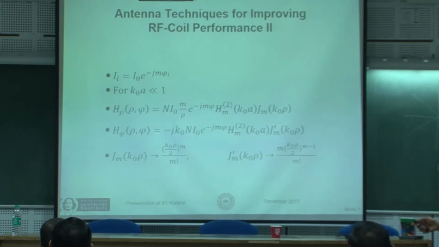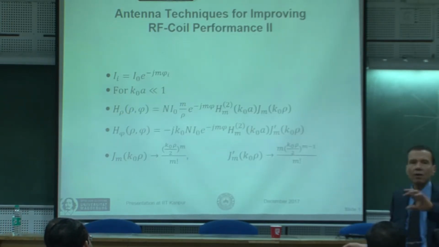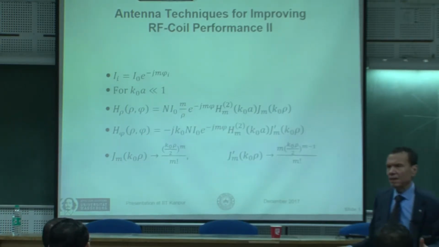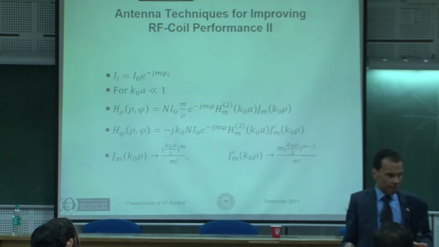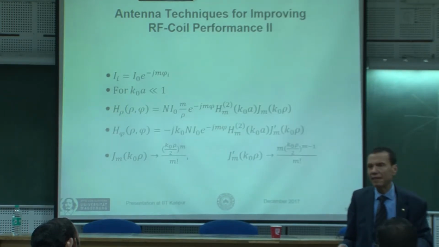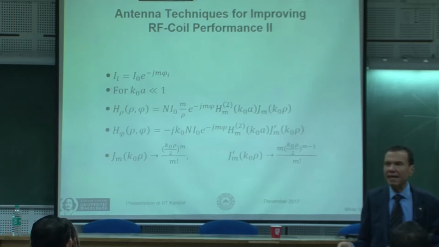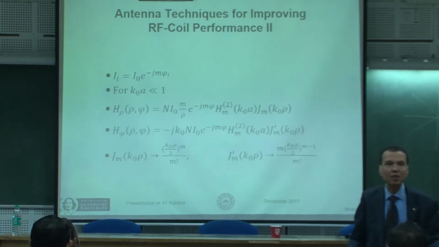I will also make what is called the small electrical length approximation. As you know, if you have a circuit and the dimensions of the circuit are much less than the wavelength, you may make some electrostatic approximations. And the real extension of the network itself doesn't play a role.